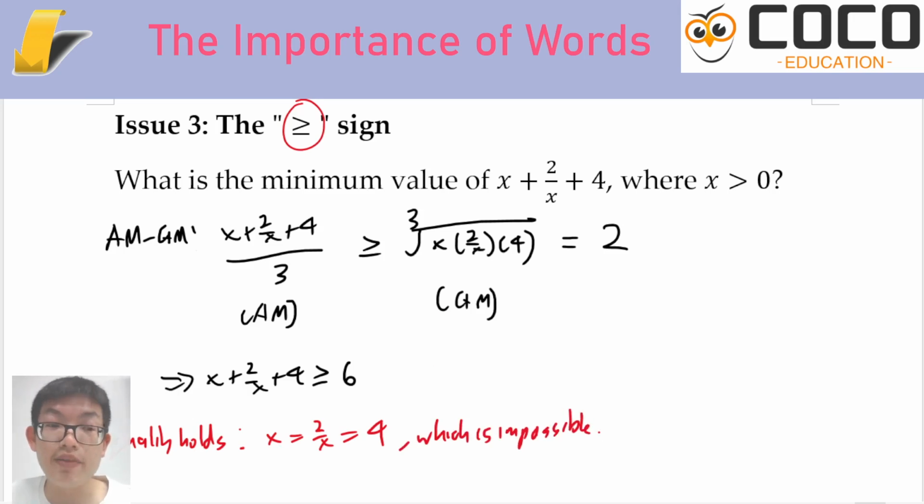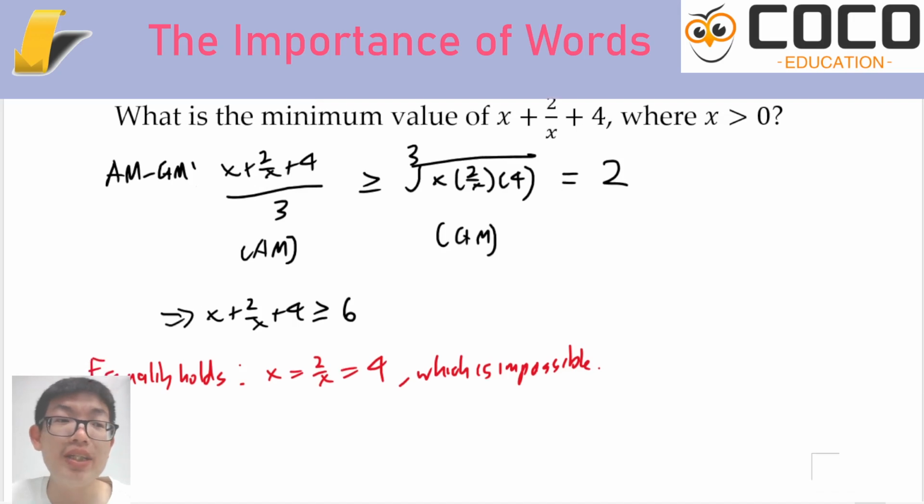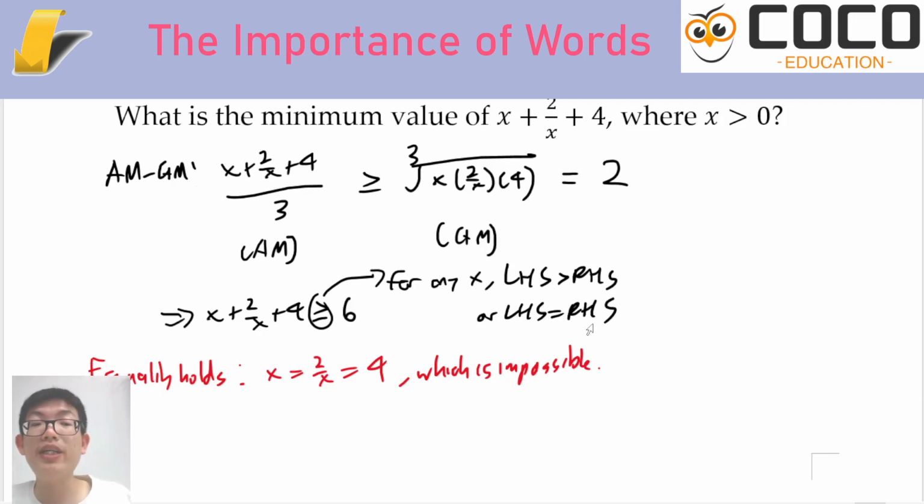Does that mean that this statement here is wrong because it said greater than or equal to? The answer is there is nothing wrong. But the greater than or equal to sign does not mean that it can be equal to. It just means that literally, for any x, the left hand side is greater than the right hand side, or the left hand side is equal to the right hand side. It does not mean that at any point in time they guarantee you that the left hand side will be equal to the right hand side.